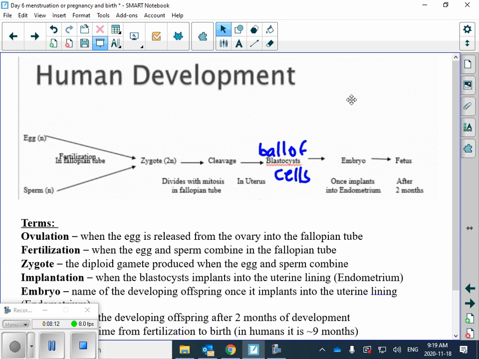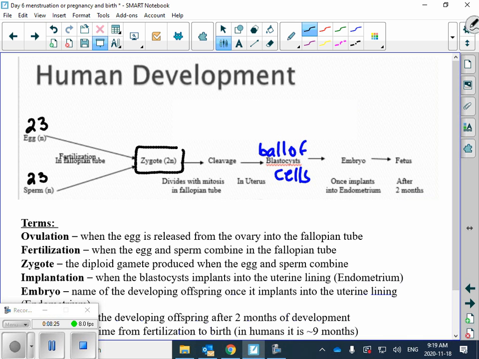The sperm went through meiosis as well. It reduced the number of chromosomes by half. So the egg has 23 chromosomes in a human. The sperm has 23 chromosomes in a human. So when they unite, this zygote, this fertilized egg, has a full set of 46. 23 came from the female, the egg. 23 came from the male or the sperm.